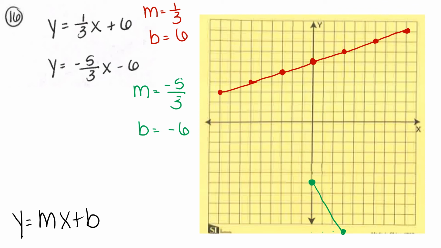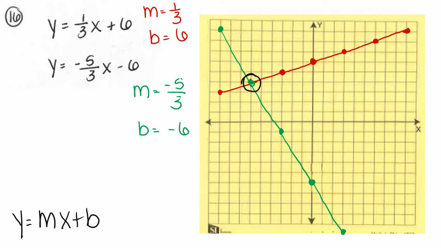We then can go the opposite direction of up 5 and over 3. Again, continuing to connect our dots in a straight line. And we continue that pattern of up 5 and over 3 until we get as close to the edge as possible.